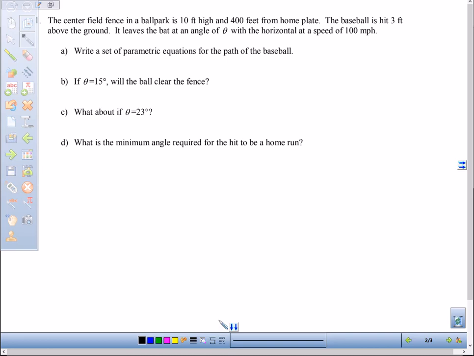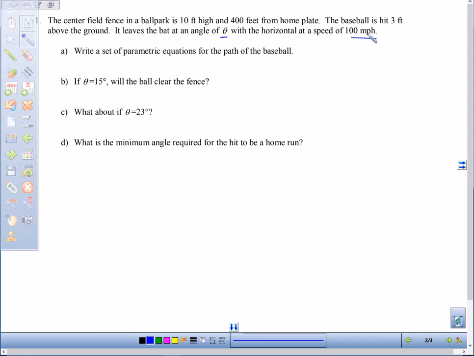So let's take a look at number 1 on today's examples. It says the center field fence of a ballpark is 10 feet high and 400 feet from home plate. The baseball is hit 3 feet above the ground. It leaves the bat at an angle of theta with the horizontal, so they're not actually giving us the angle, and at a speed of 100 miles per hour. So we have a lot of things that we need. But we have to do a little bit of conversion here.